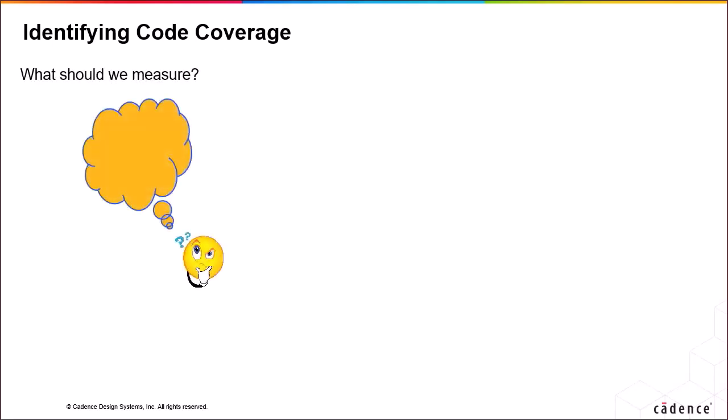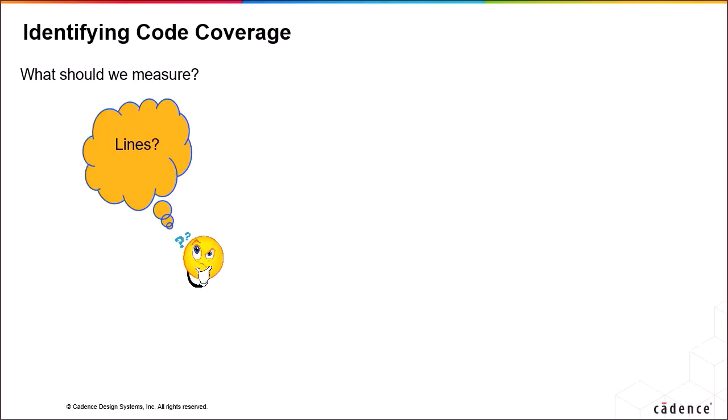This video explains the different types of code coverage. To measure code coverage, most people, not knowing better, immediately think of counting executed lines. That is, after all, what you do with a source-level debugger. You step through the code, line by line.